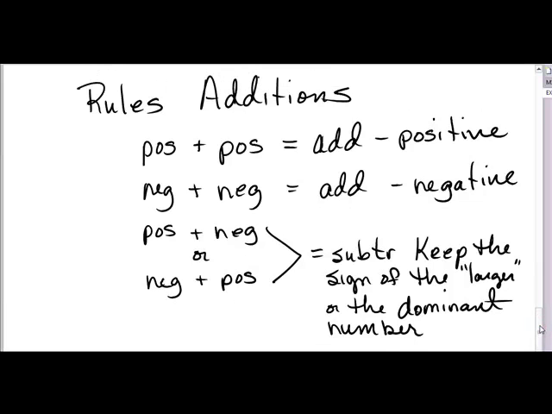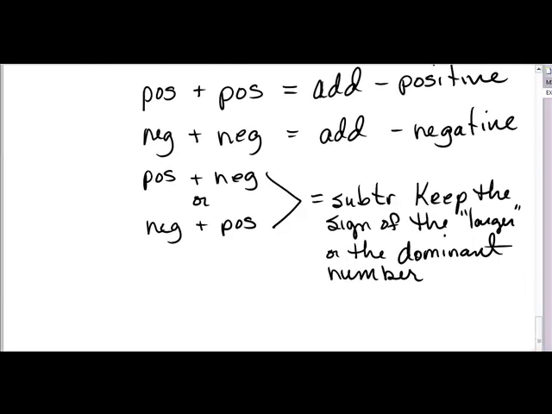So maybe take a minute, pause this, and write that down. Even though these are rules for addition, when the signs are alike, you do add. But when the signs are different, because of the change in direction, you're actually going to subtract. And you're going to keep the sign of the larger or the dominant number. It's the number with the larger absolute value. Okay, so work on your homework, doing a few of those.